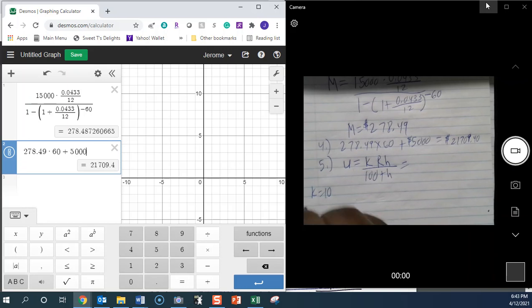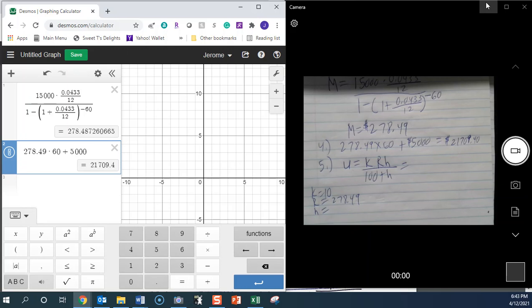Now we want R. R is equal to the monthly payment. We figured out the monthly payment. It was $278.49. Now we come here to H. H is the finance charge per $100 borrowed for a loan with the same APR and K monthly payments. Now, here's the thing. We don't know what H is. So we're going to have to calculate that. We're going to have to find out what the APR is.